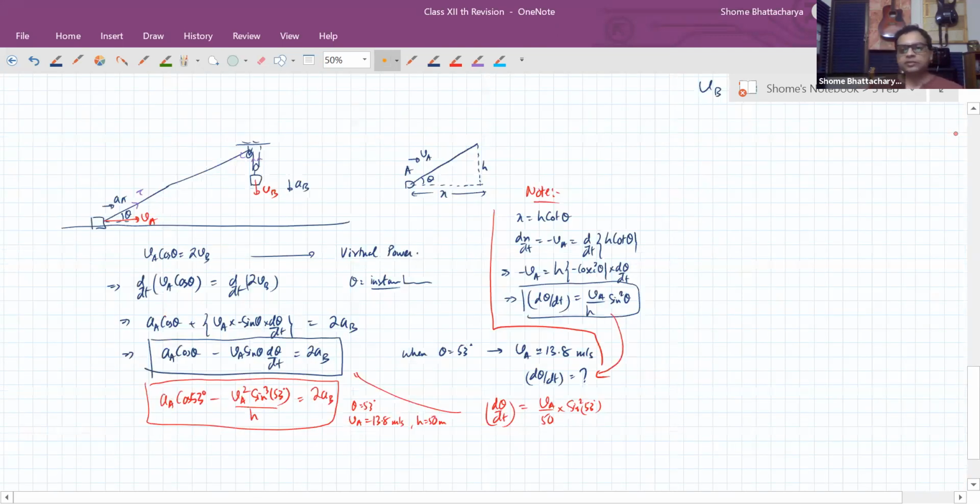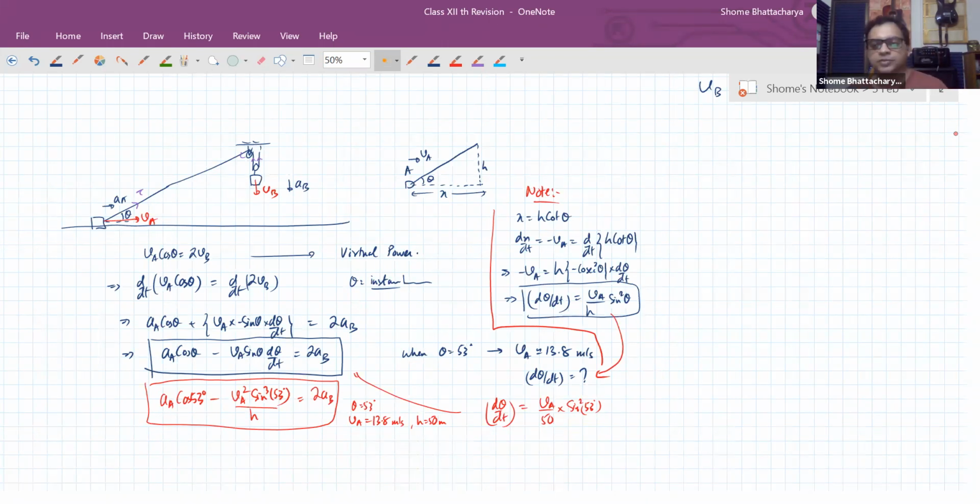Most of the time the question will ask you the constraint relation between the accelerations at the initial moment when the motion has just started. So at that instant VA is 0, so that middle term does not come. So it just becomes acceleration of A into cos 37 is equal to 2 times the acceleration of B. But that is at the initial instant, not at this instant when they're well into their motion.